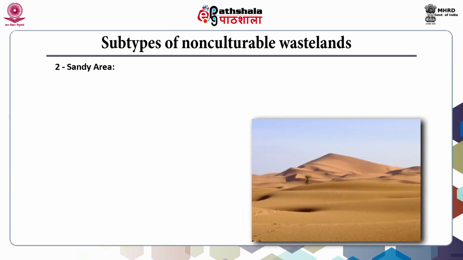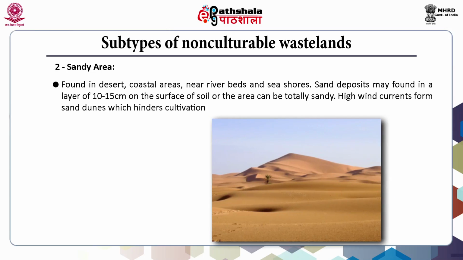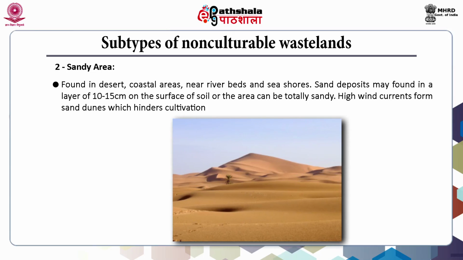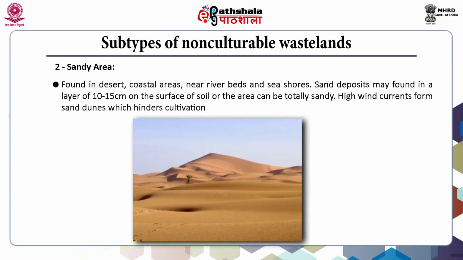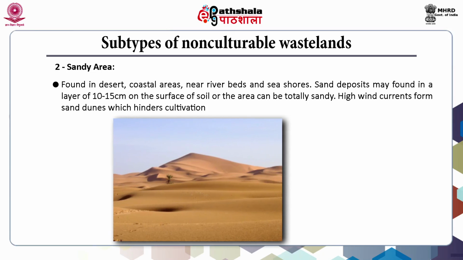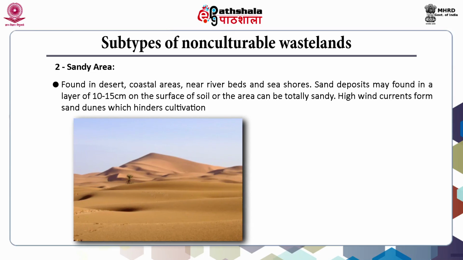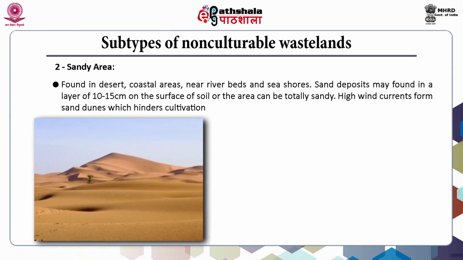Sandy area. These are found in deserts, coastal areas, near riverbeds and sea shores. Sand deposits may be found in a layer of 5, 10 or 15 centimeters on the surface of the soil, or the area can be totally sandy. High wind currents form sand dunes, which hinder cultivation.